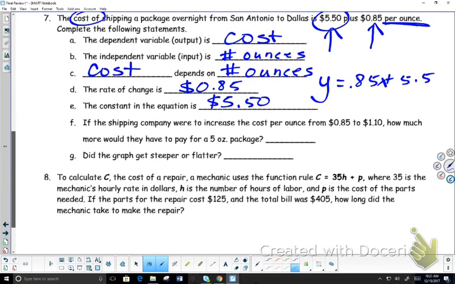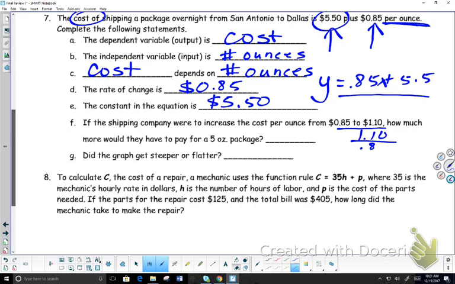It's Friday. If the shipping company were to increase the cost per ounce from 85 cents to $1.10, how much more would they have to pay for a 5-ounce package? Well, there's multiple ways to do this. You could figure out if I bought with the old way a 5-ounce package, it would cost me 5 ounces times 0.85 plus 5.50. Or you could simply say, well, the difference between 85 cents and $1.10.